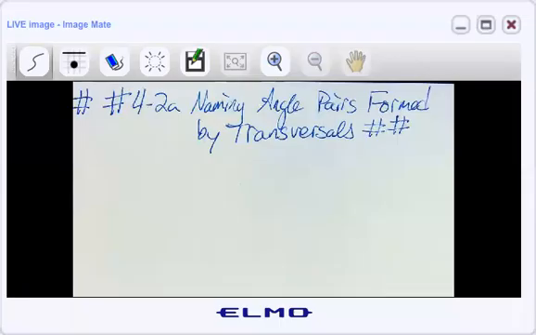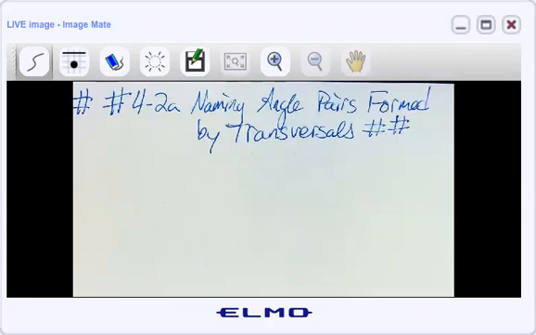So today's lesson is all about naming angle pairs formed by transversals. Well, we can't possibly do this until we understand what in the world the transversal is. Okay? That prefix trans, you hear it all the time. If you take a transcontinental railroad trip, you're going across the continent, right? If you take a transatlantic flight, that goes across the Atlantic Ocean.